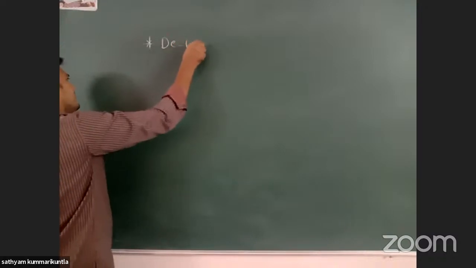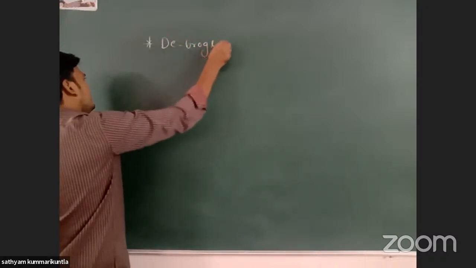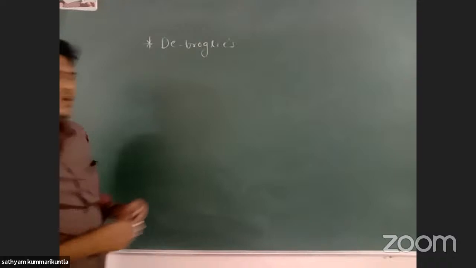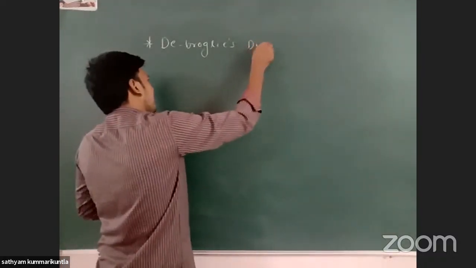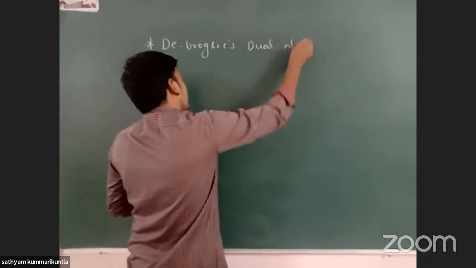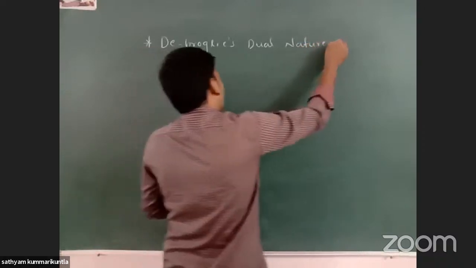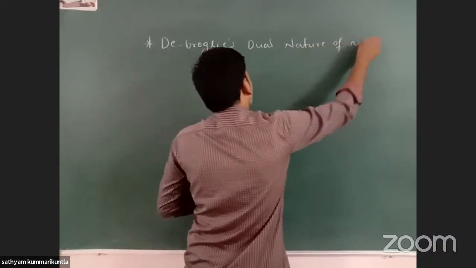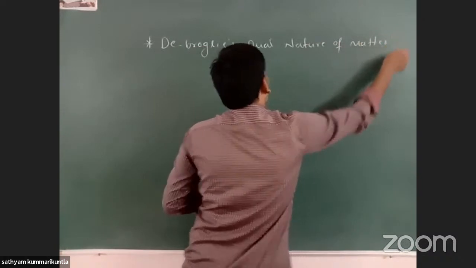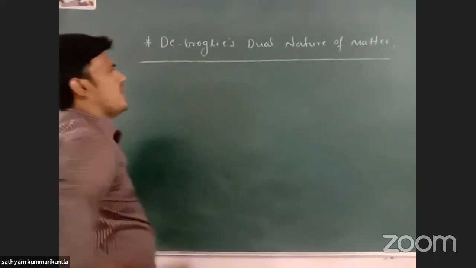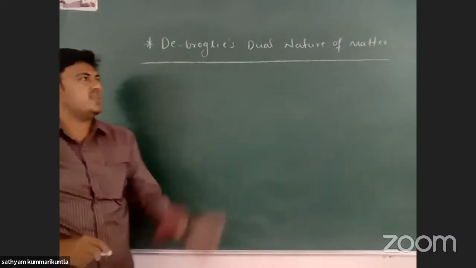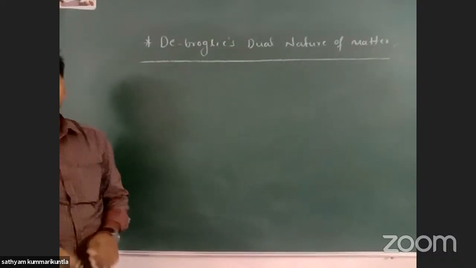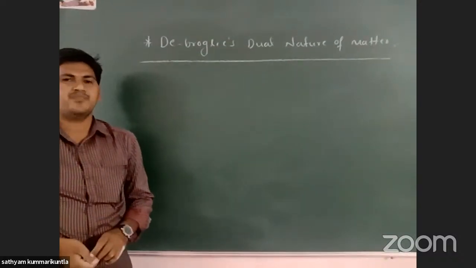Next important theory in quantum mechanics is de Broglie's dual nature of matter. De Broglie is the scientist's name. Very important theory.